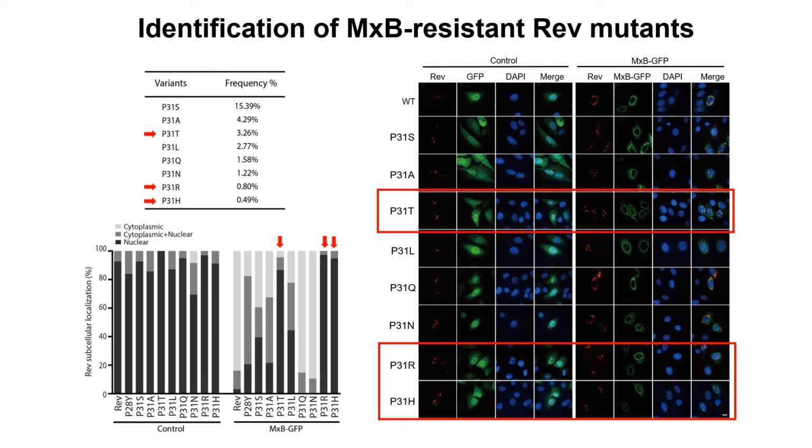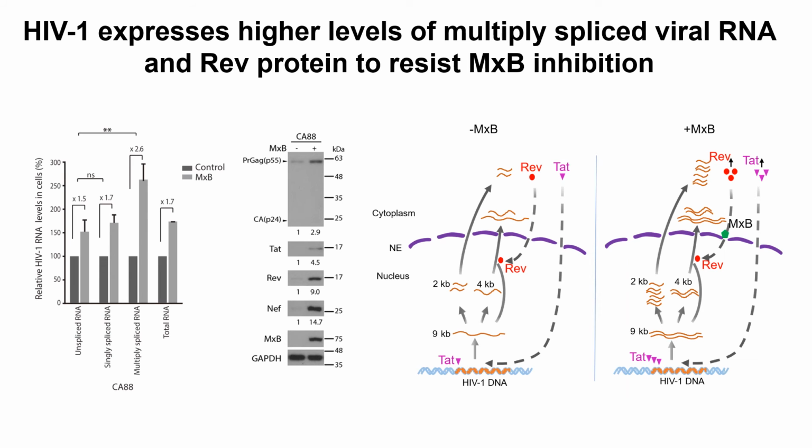Although these Rev variants showed resistance to MxB, we noticed that the frequency of these mutations in circulating strains is fairly low. It suggests that besides Rev mutations, HIV-1 may have other mechanisms to overcome this MxB inhibition. Indeed, we found another viral countermeasure.